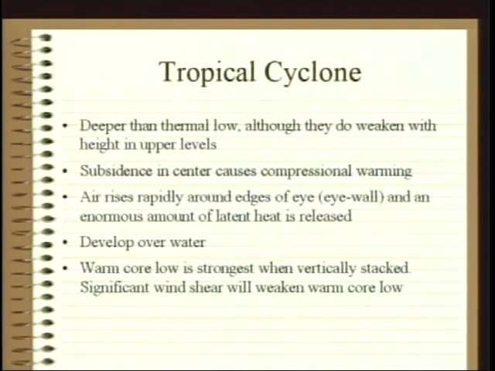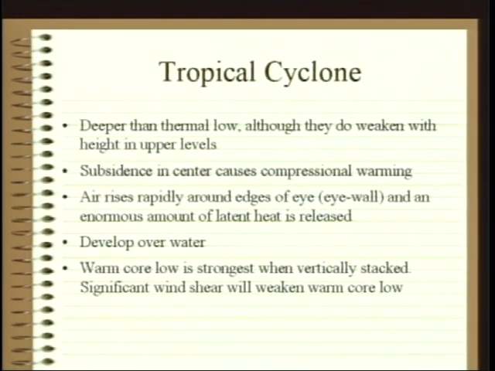It's deeper than the thermal low, although they do weaken with height in the upper levels. Subsidence in the center causes compression and warming. Air rises rapidly around the edges of the eye. An enormous amount of latent heat is released, because unlike the thermal low, the tropical cyclone has an enormous amount of moisture, so its rising motion releases an enormous amount of latent heat, and that continues to give the parcels positive buoyancy.